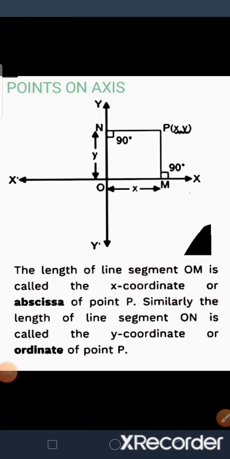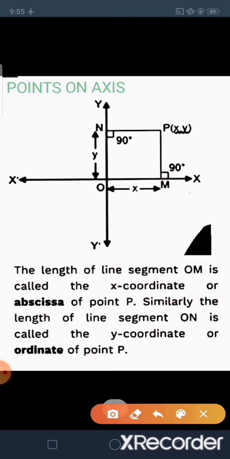Now the last topic is point on axis. Point on axis means when any point's coordinate lies on the x-axis or y-axis, it is called a point on axis. It means the point lies on any axis. About this topic, first we study any general point.